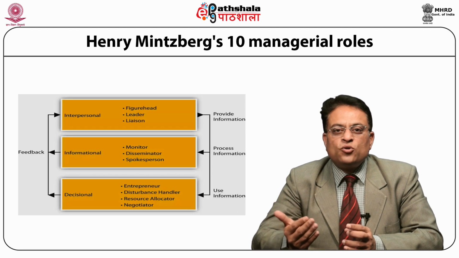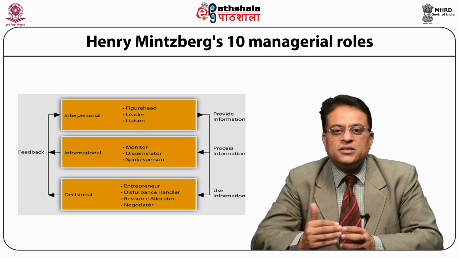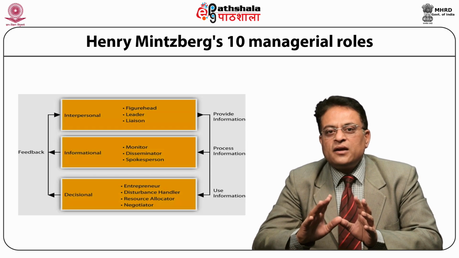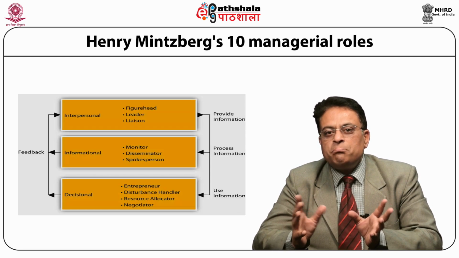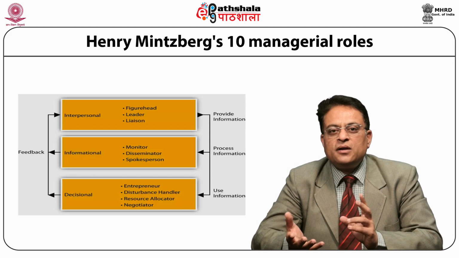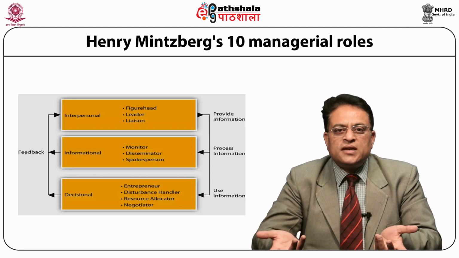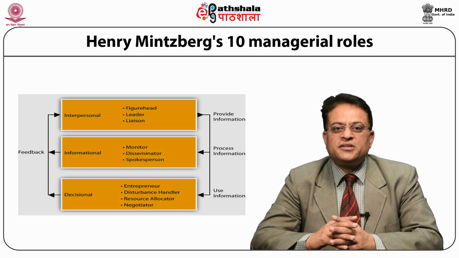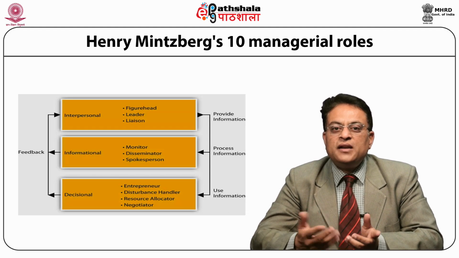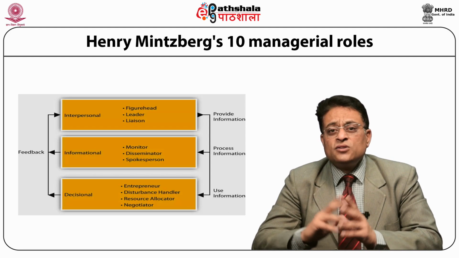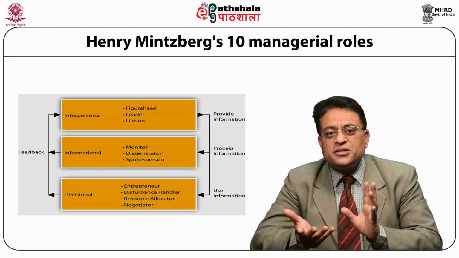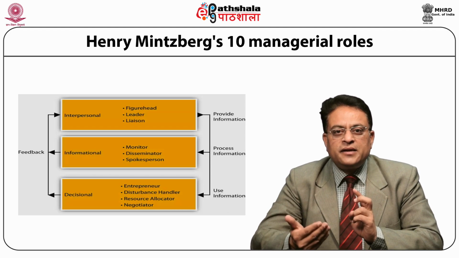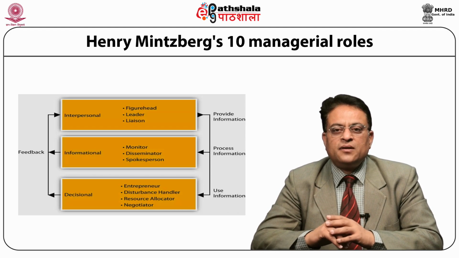So, in addition to being a figurehead, the manager also becomes a leader. After this, the manager coordinates with many groups of people within the organization as well as outside the organization. Therefore, the third type of role which a manager plays is the role of a liaison officer. So, while providing information, he plays the interpersonal role as a figurehead, as a leader, and as a liaison.